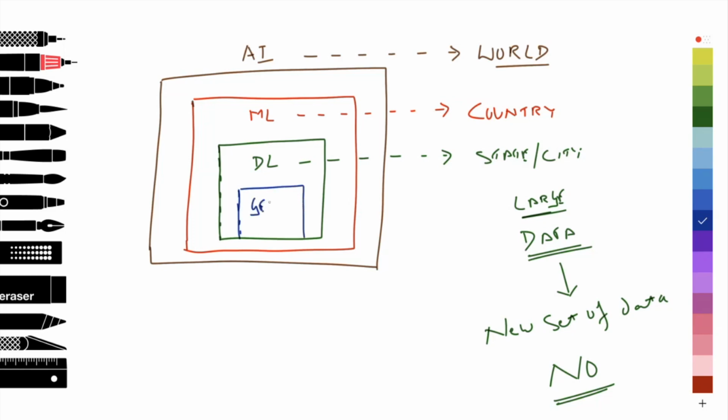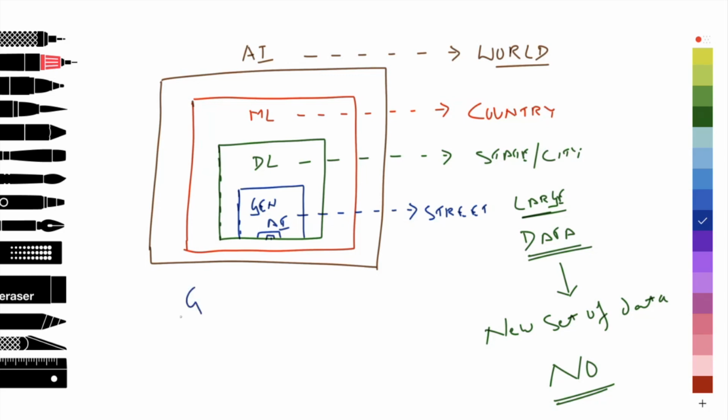Gen AI. You can think of this as any place, let's say any street. It's going to be a part of either DL or ML and eventually going to fall under the AI ecosystem. In future, we might see something else here. We might see something else here. We might see something else here. Right? But at present, there are only four things: AI, ML, DL, and generative AI.